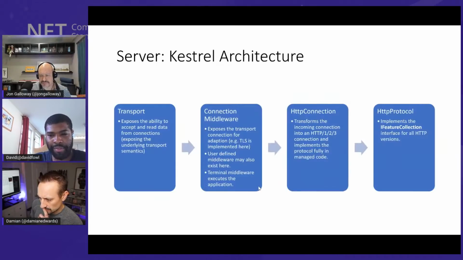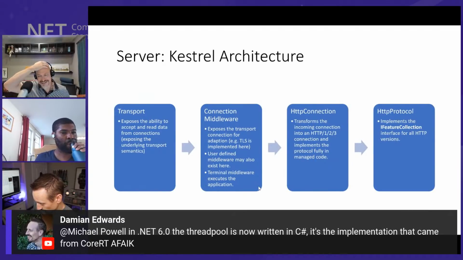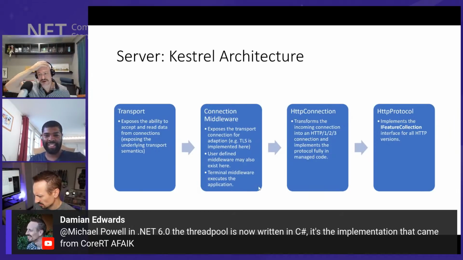So it kind of came through in passing, but I want to call this out from the chat. Somebody was saying, hey, what was that? So this is the .NET 6 thread pool moving to C#. Anything else you want to say there?